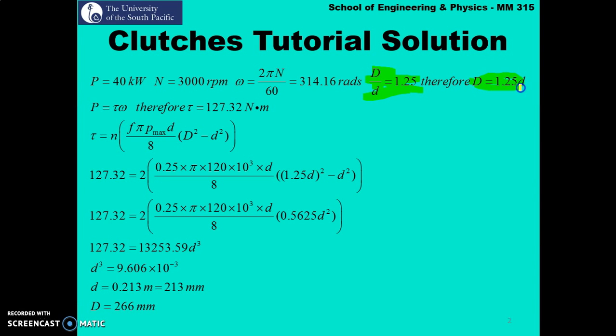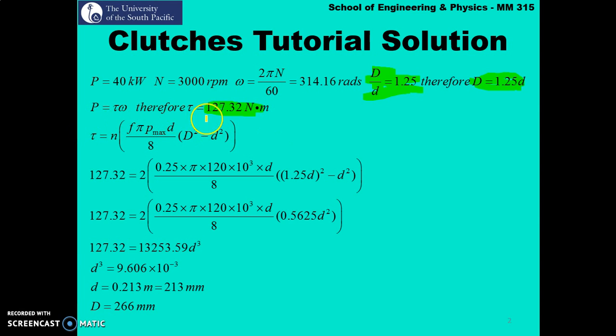So this is important. The power is given as torque times your angular velocity. So therefore you can find your torque, which is nothing but power, which was 40 kilowatt, divided by your angular velocity. So your torque equates to 127.32 Newton meter.